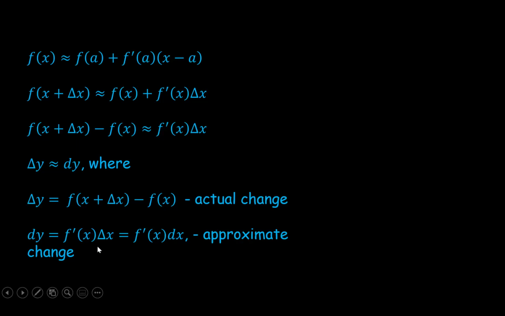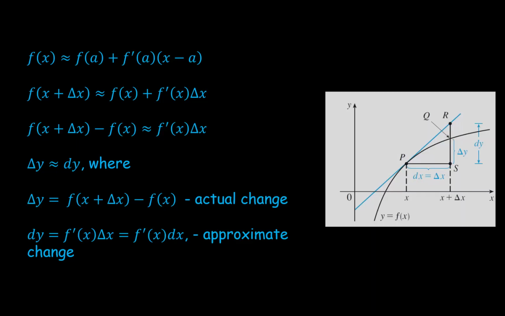Anyway, this is the approximate change. So we have delta y is approximately equal to dy, and dy is called a differential. Let's look at one more example.